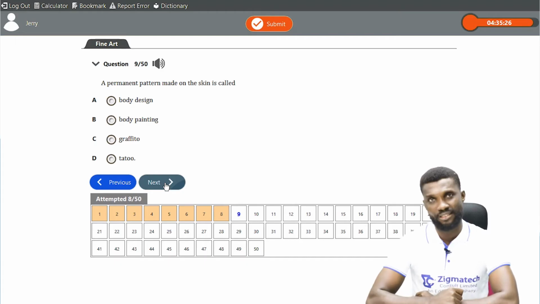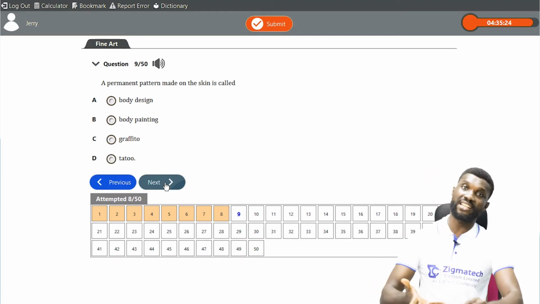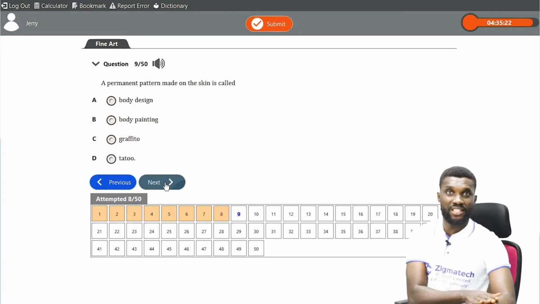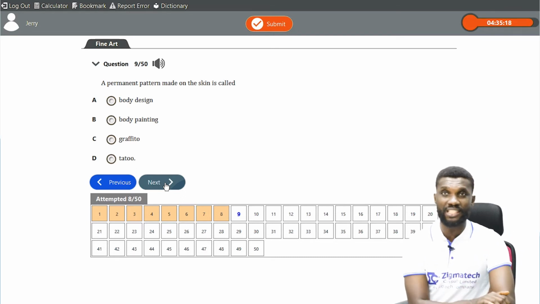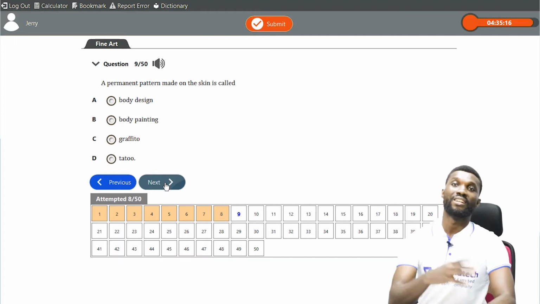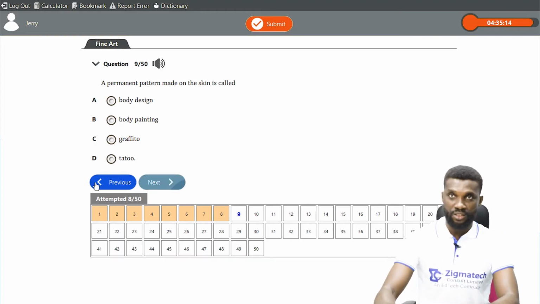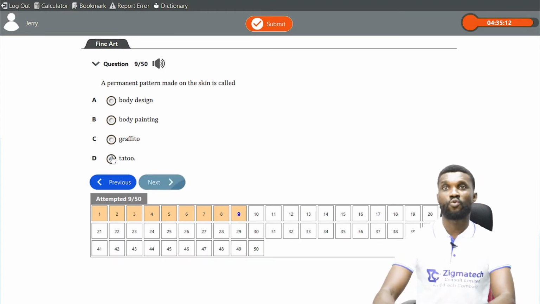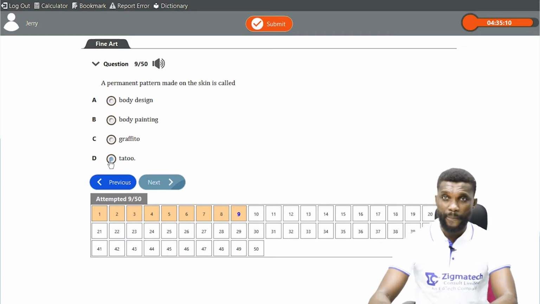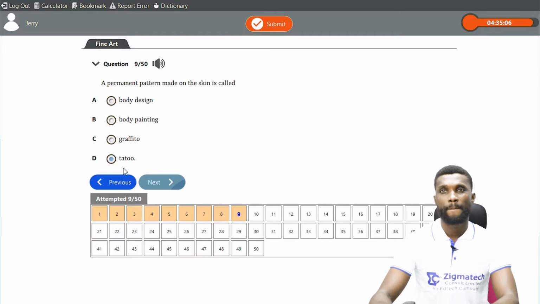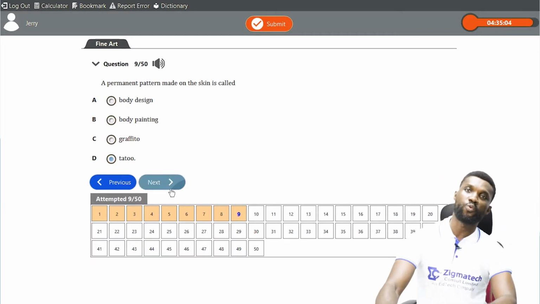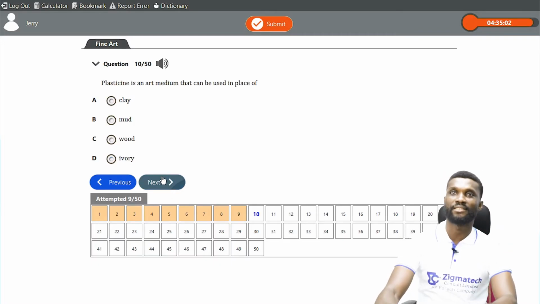However, tattoo is the permanent what? Pattern made on skin. In as much as currently we have some temporary tattoo, the real tattoos are permanent. You place them on your skin and they stay there for life. So tattoo comes to be our answer. So the right answer for question number 9 is the tattoo.